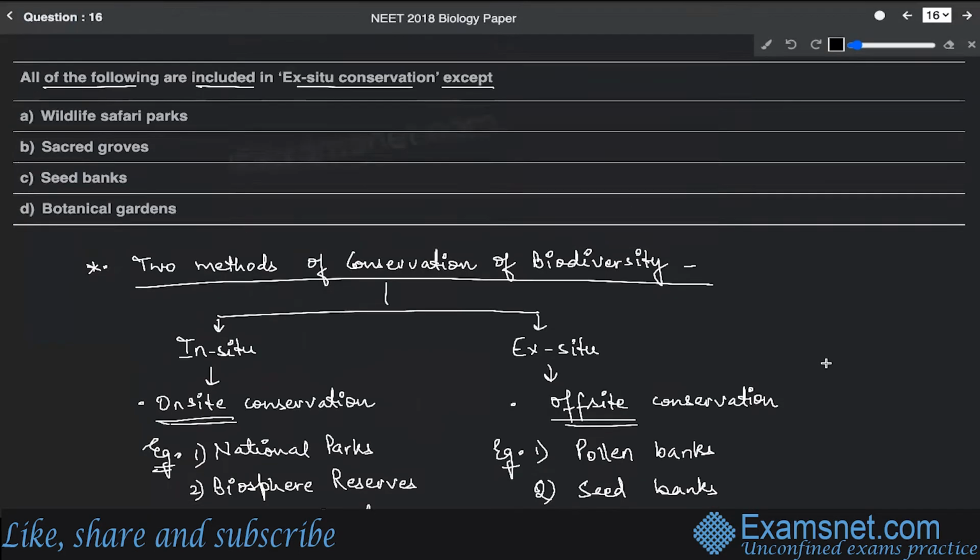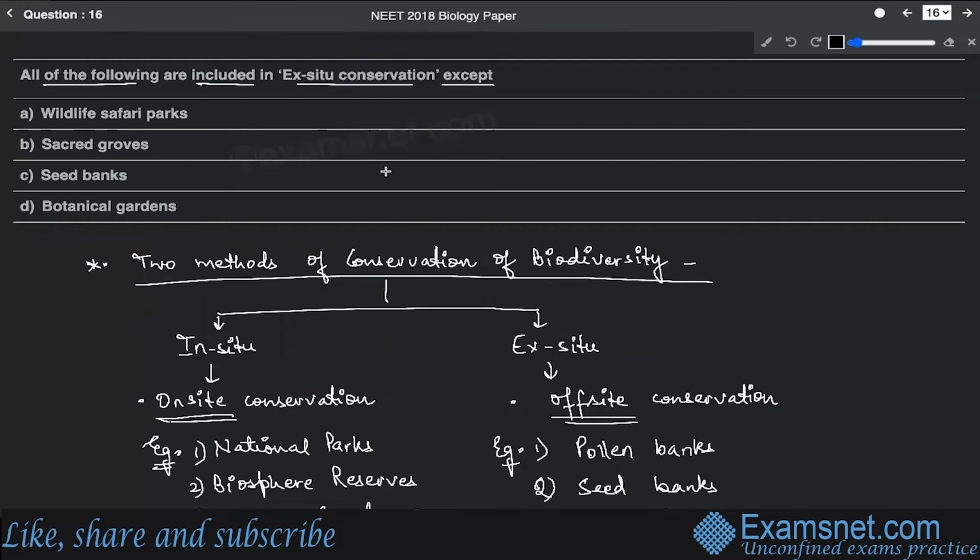All right, so let us take a look at the options that have been given. All the following are included in ex situ conservation except, it is asking. Wildlife safari parks, this is ex situ conservation. This is an example of ex situ that we have seen. All right. So again, sacred groves.